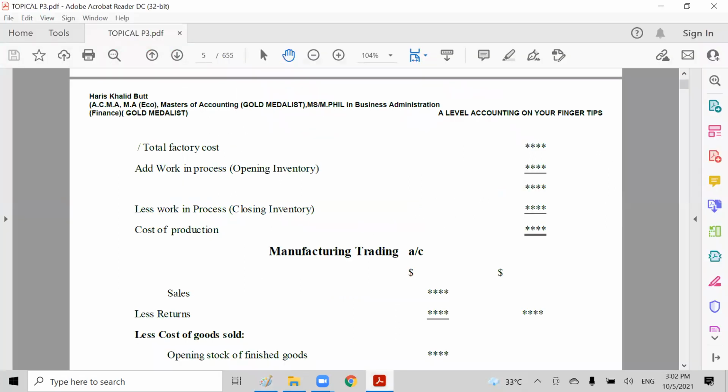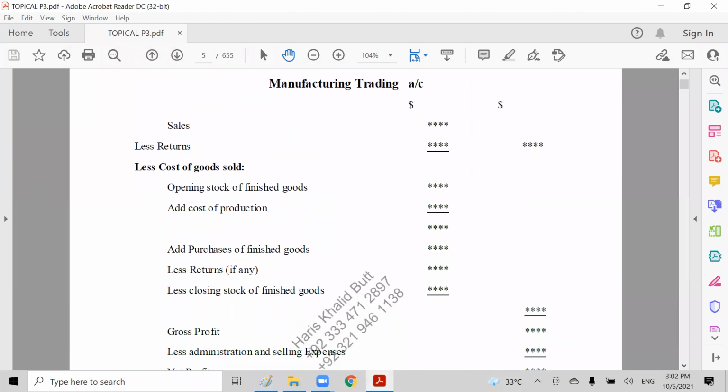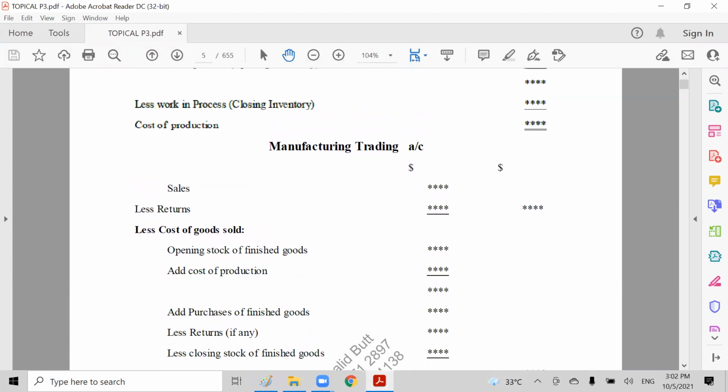And if we talk about the manufacturing trading account, which is known as income statement also, we'll start from sales. We'll subtract sales return from this, less cost of goods sold. I will write opening stock of finished goods, add cost of production. From where has this cost of production arrived? It arrived from this point. This amount which has been derived from the manufacturing account, by preparing the manufacturing account, I will take over here in cost of production.